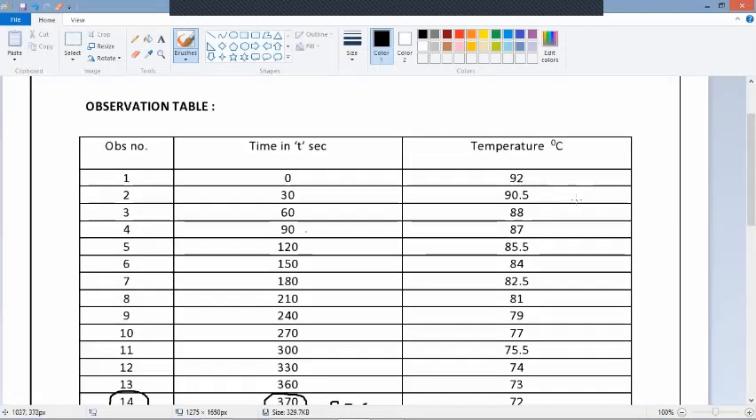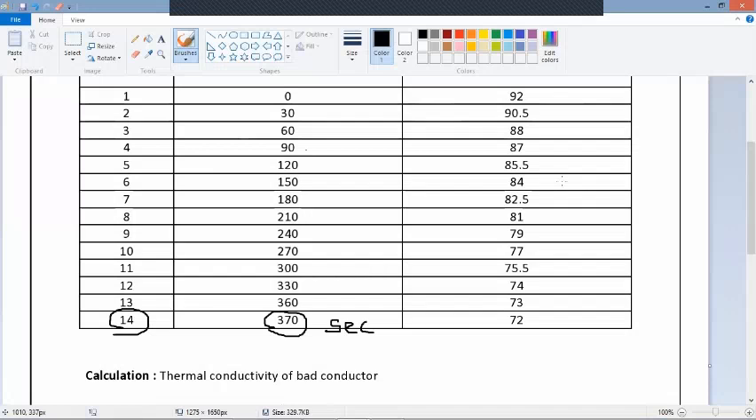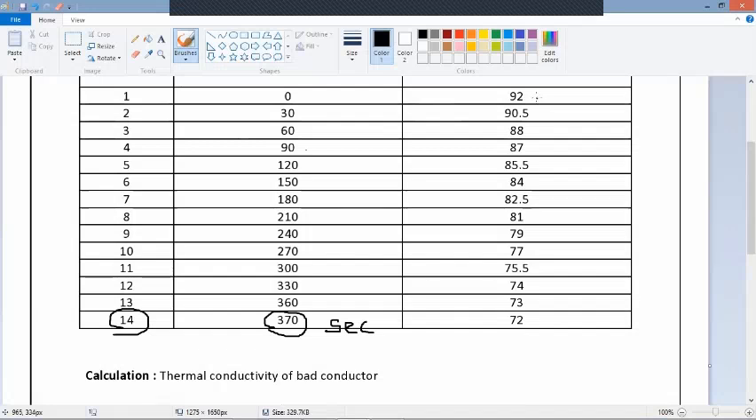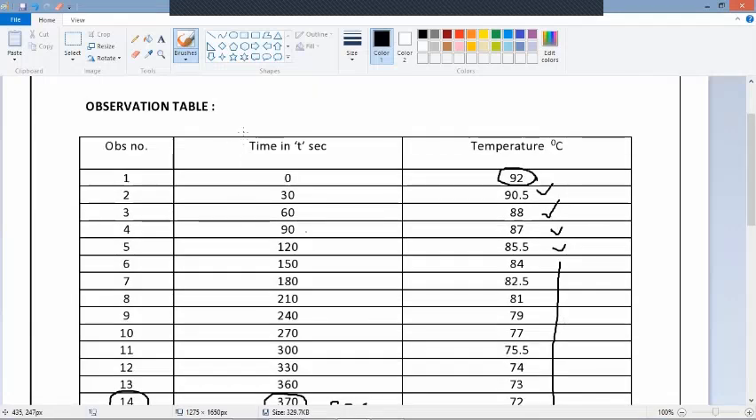And we also see, parallelly, the temperature fall of the bad conductor. The first observation of the temperature is 92, the second one is 90.5 after 30 seconds. Again after 30 seconds we have seen 88, 87, 85, up to 72. And we have to plot the graph of time versus temperature.